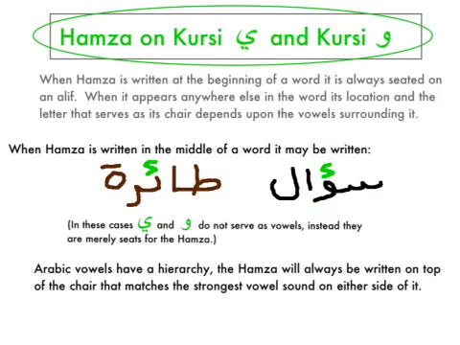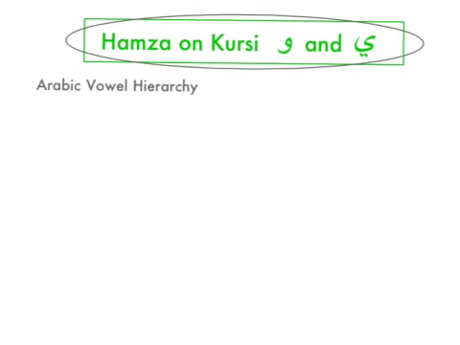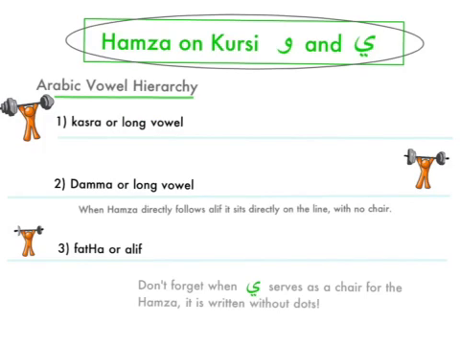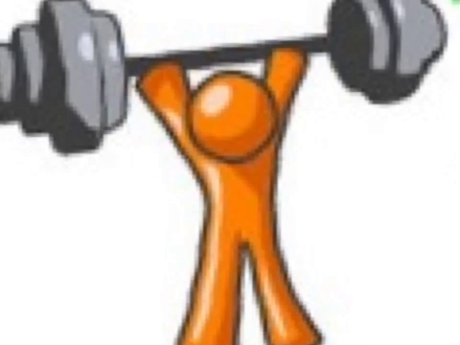Arabic vowels have a hierarchy. The Hamza will always be written on top of the chair that matches the strongest vowel sound on either side of it. So how do we know what kind of chair Hamza gets when it comes in the middle of the word? Here we explain. Some vowels in Arabic are considered stronger than others. Let's take a look at the strongest vowel.